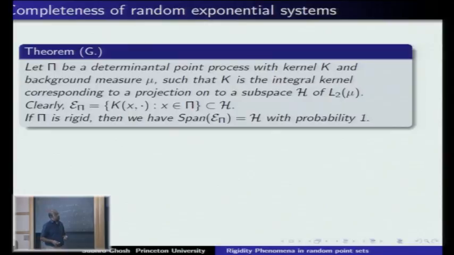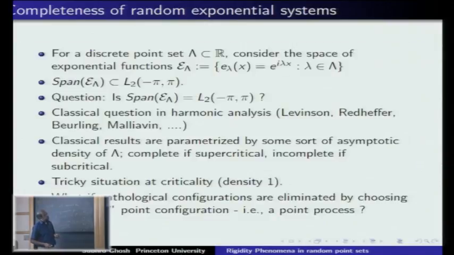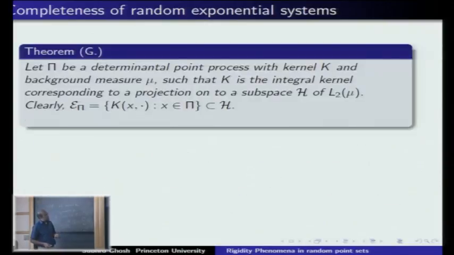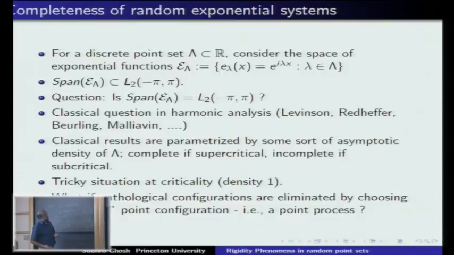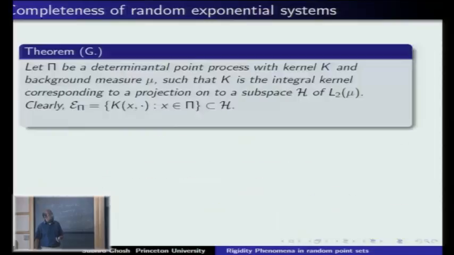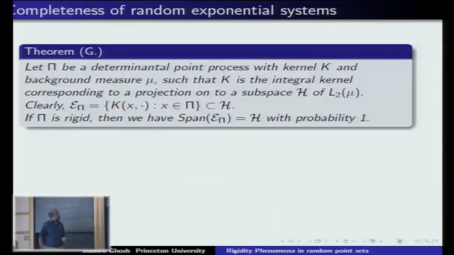And how is this related to the question which I mentioned in the previous slide? Basically you can apply this to the sine kernel process, and if you take Fourier transforms, then it shows that the answer to this question is yes if lambda is a random point configuration chosen from the sine kernel process on the line of intensity 1. Okay. So, any questions about this?